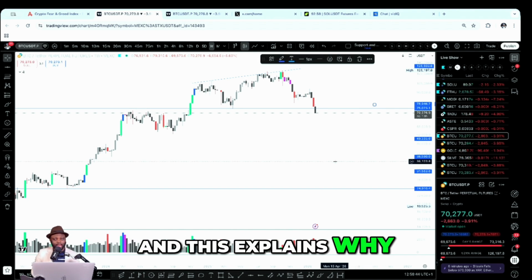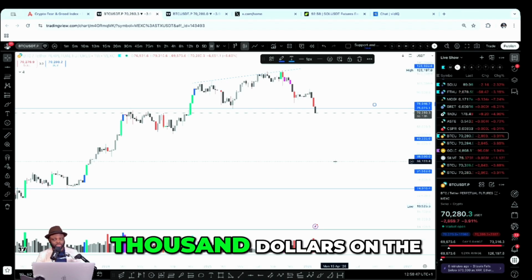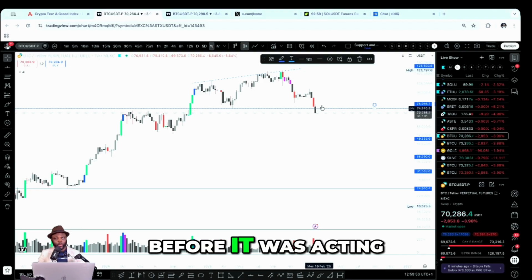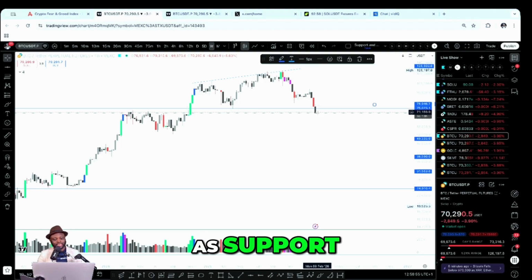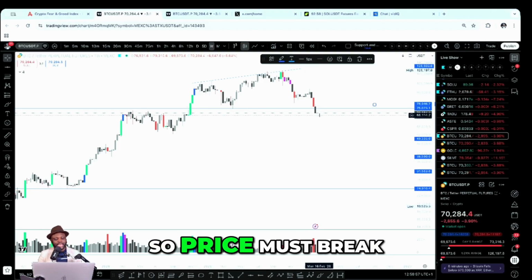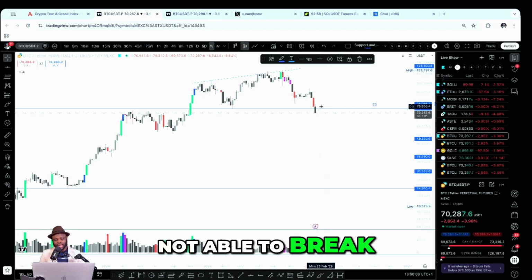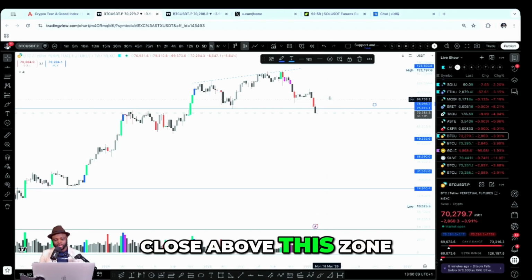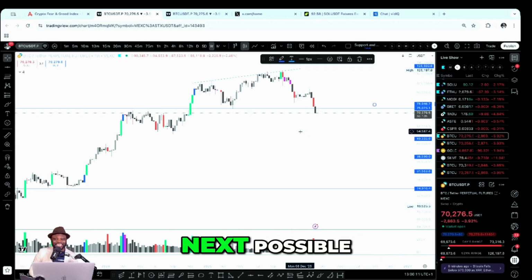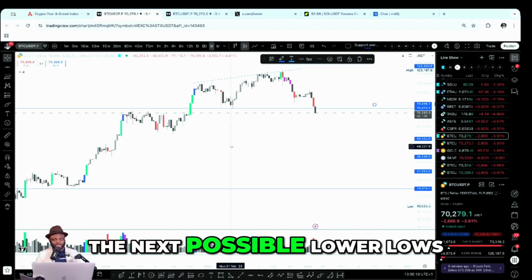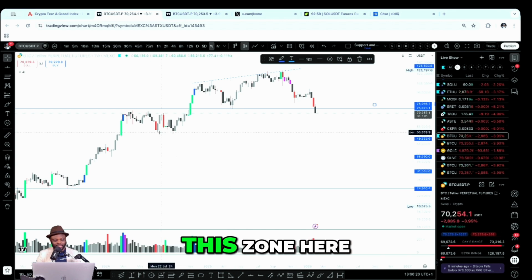And this explains why price has been rejecting $70,000 on the lower time frame. So this zone, before it was acting as support, now it's going to act as resistance. So price must break this zone now with volume. And if price is not able to break with high volume and close above this zone, then where is the next possible structural zone or support? The next possible lower low is this one, this zone here.